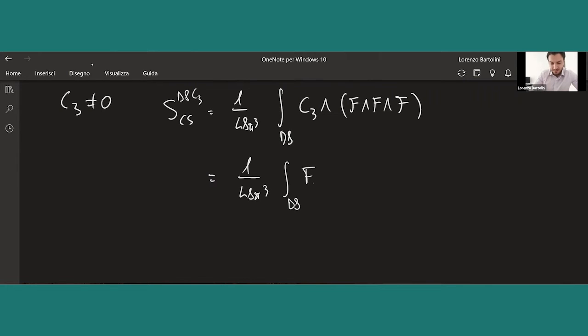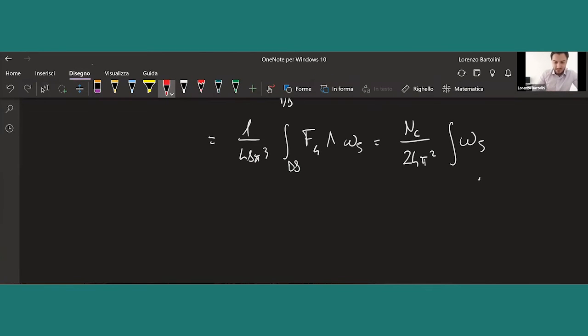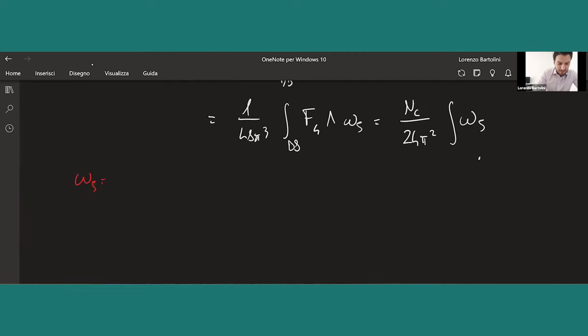And this F3 becomes its field strength F4 that we can read from the background. And this other form becomes a thing called the Chern-Simons 5-form, which we now will write. And all of this in the end becomes NC over 24 pi squared. I'm just taking the F4 from the background. And there remains an integral over omega 5. And this omega 5, if some of you worked with Chern-Simons theories, will recognize it. Otherwise, this is given by the trace of this object.